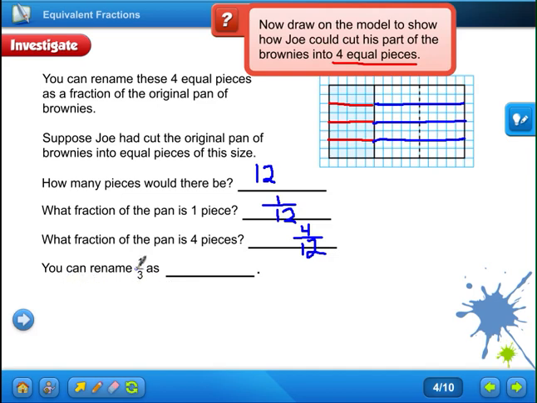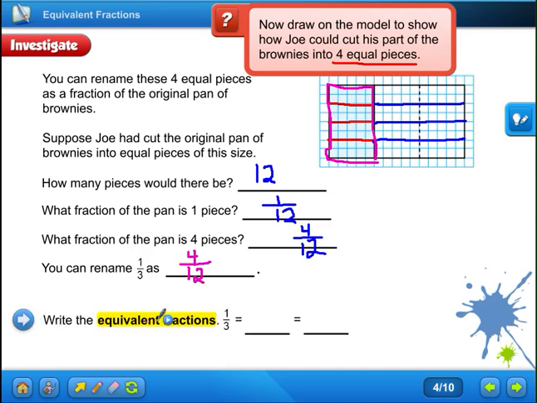You can rename 1/3 as, remember, here was my original. Let me change the colors. This was the original piece. That was my 1/3. So 1/3 as 1, 2, 3, 4 out of how many total pieces? 4 twelfths.